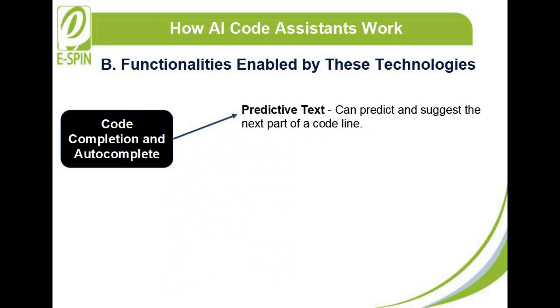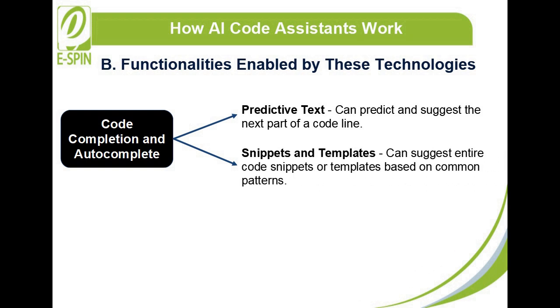Predictive text. By understanding the context and recognizing patterns, AI code assistants can predict and suggest the next part of a code line. This reduces the amount of typing required and minimizes syntax errors. Snippets and templates. The AI code assistant can suggest entire code snippets or templates based on common patterns, such as loops, conditionals, or class definitions.